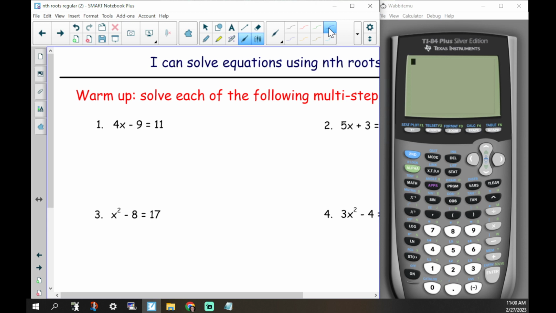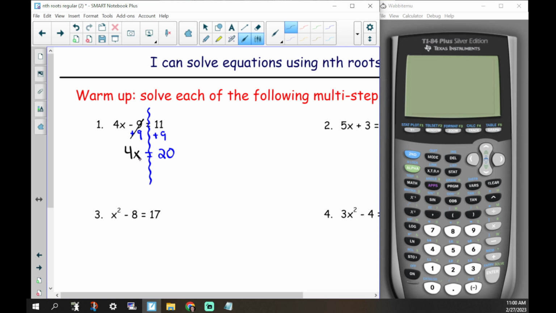All right, the first thing we want to do is draw a little squiggly line down the middle, and we want to get all of our variables on one side and our constants on the other. So we are going to add 9 to both sides, because the way that we undo a minus 9 is by doing a plus 9. This will cancel out, and this will now equal 20.